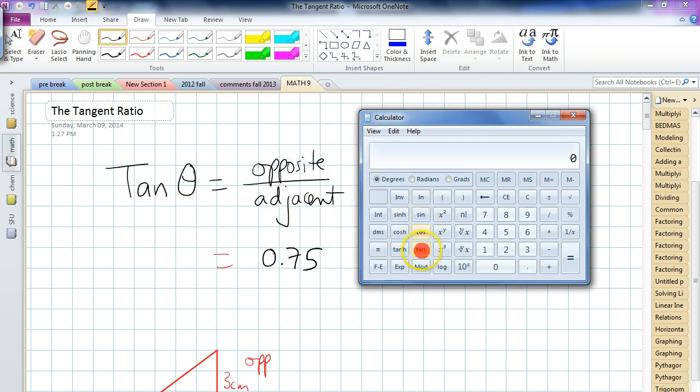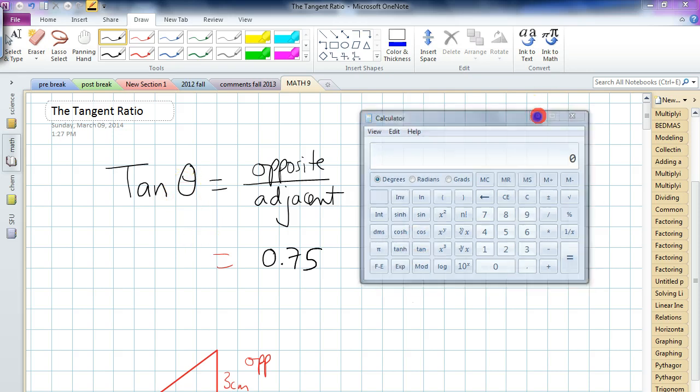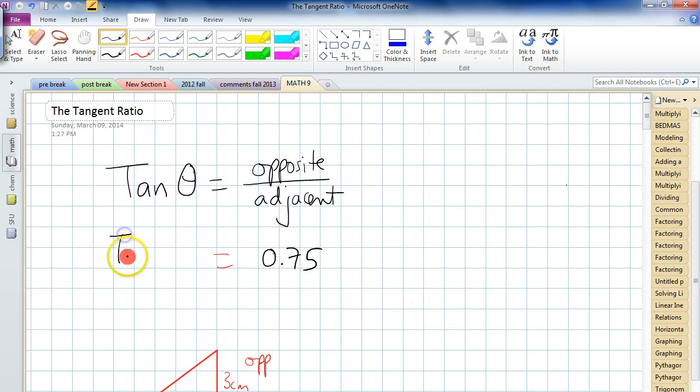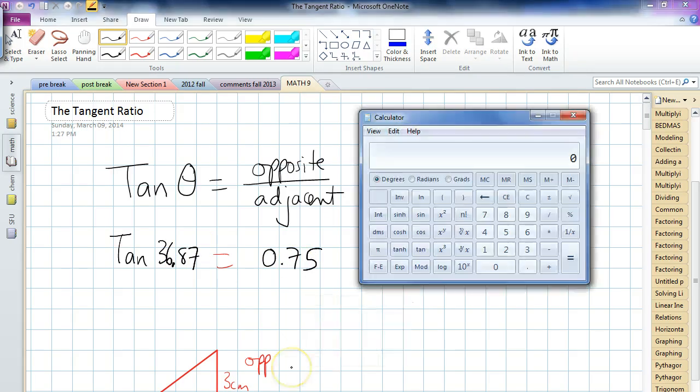So if I were to find the tangent of that angle, which was 36.87, according to this, it should be equal to 0.75. Let's see if it works. So I'm going to punch in 36.87, and I'm going to hit the tan button, and it should be, according to this rule, 0.75. Let's see what happens. Boom. Look at that. 0.75, roughly. But it is 0.75. So it's true.